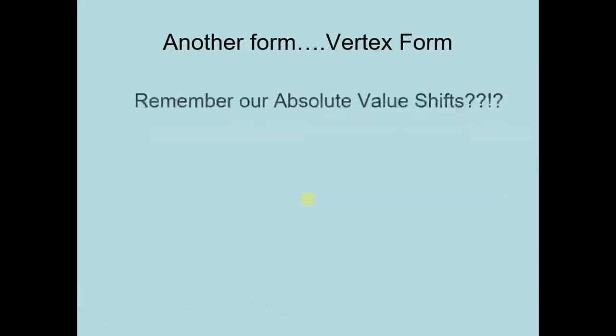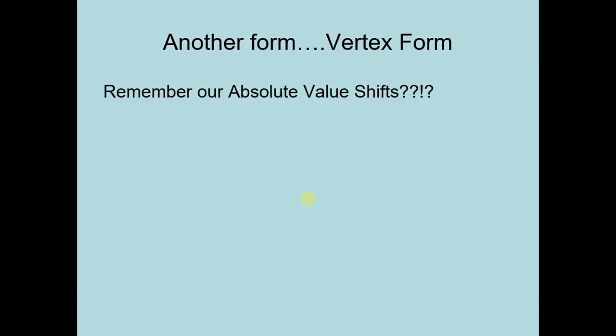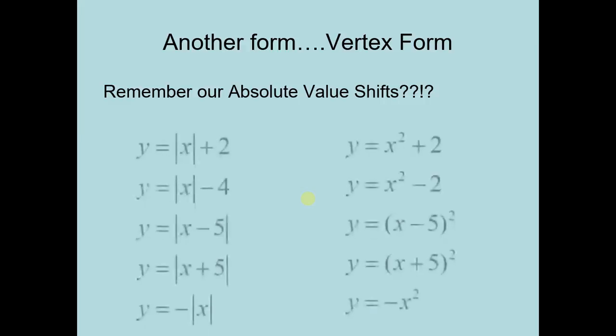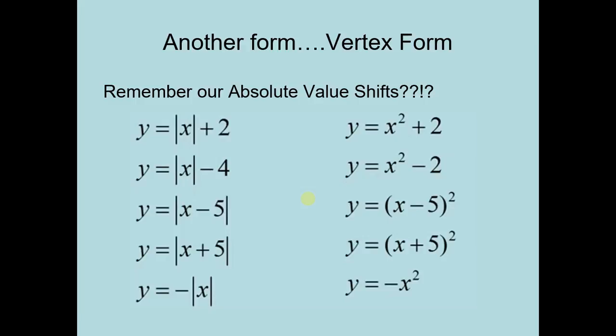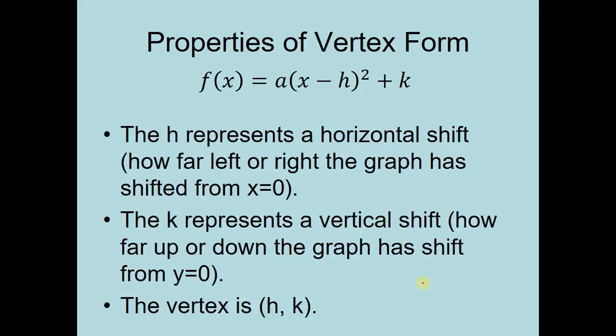Vertex form. Now, remember, guys, when we did our shifting of our lines and also the absolute value, we had the up to, left to, down to, all that kind of thing. Well, that counts for vertex form of our parabolas. So outside parentheses, that's up to, down to, and then I have my right, my left, and then a flip also. That is the same for vertex form. So let's talk about our properties of vertex form.